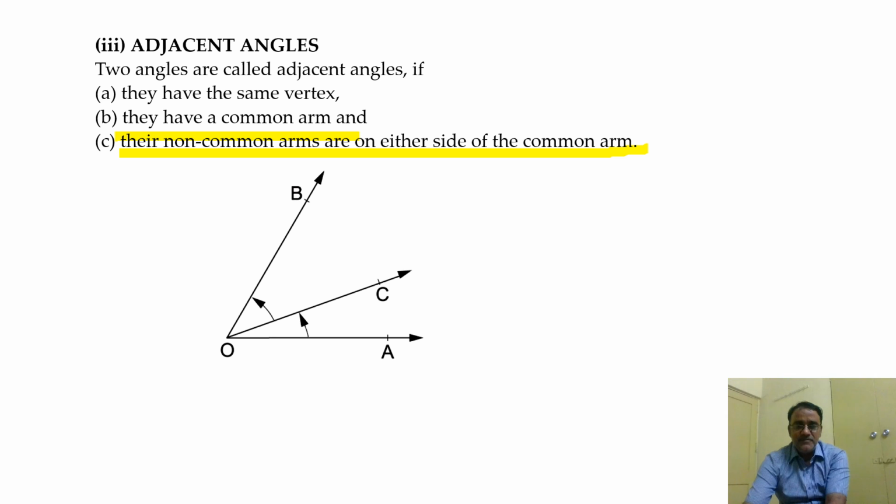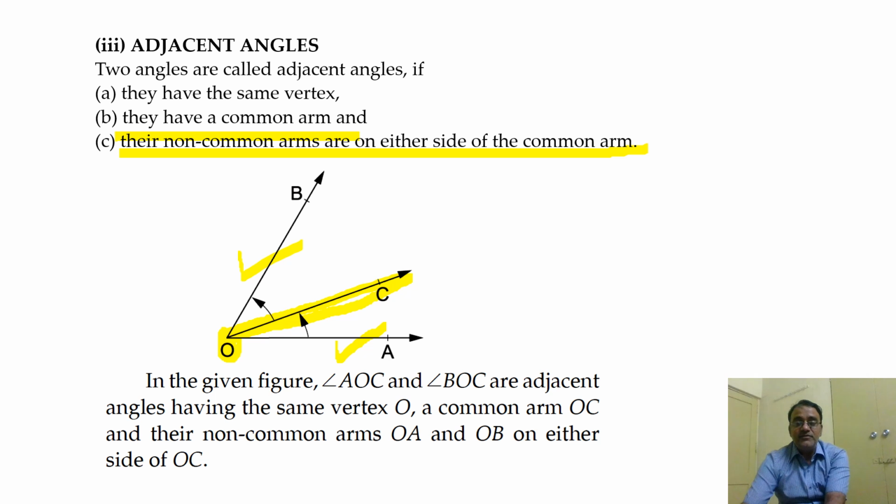See one example here. The same vertex is O and the common arm is OC. The two non-common arms, OA and OB, are on either side of the common arm. So these two angles are called adjacent angles. In the given figure, angle AOC and angle BOC are adjacent angles having the same vertex O, a common arm OC, and their non-common arms OA and OB on either side of OC. So that was adjacent angles.